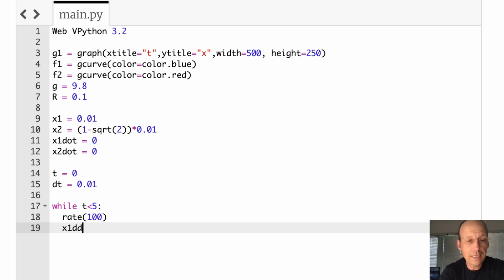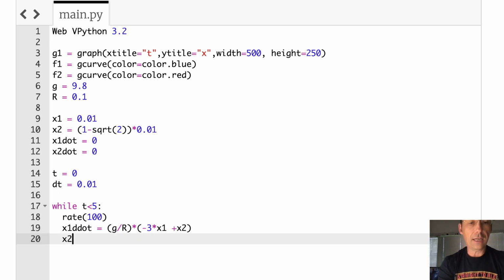x1 double dot equals, now I'm looking at my paper right here with that equation, right? That's my model, and this is just for small angles. It just works for small angles. So it's going to be -3 times x1 plus x2. Oh, and all of that was multiplied by g over r. That's the way I wrote it.